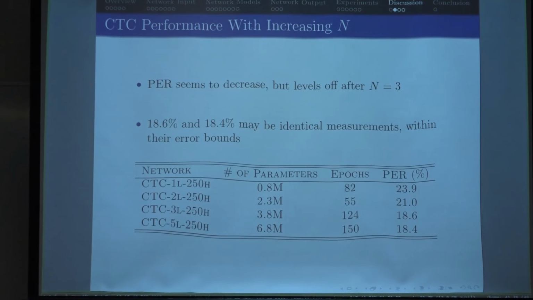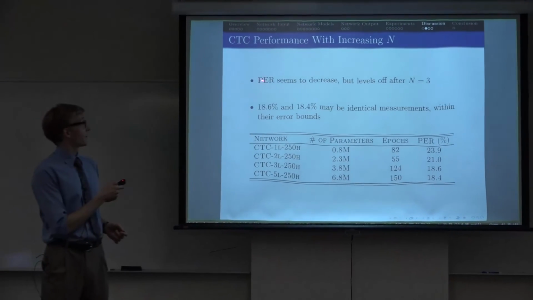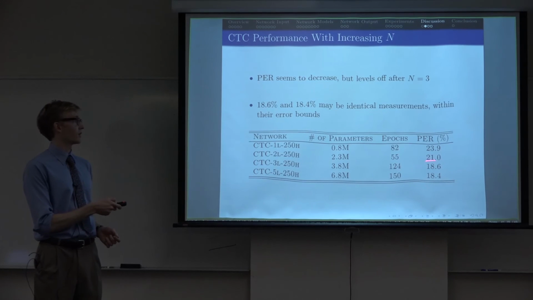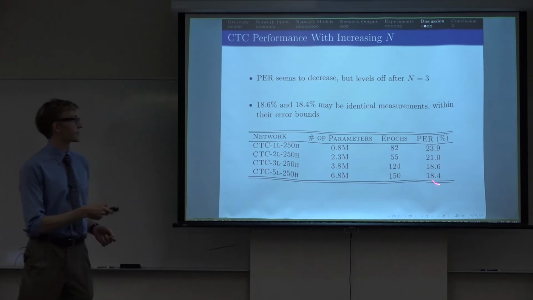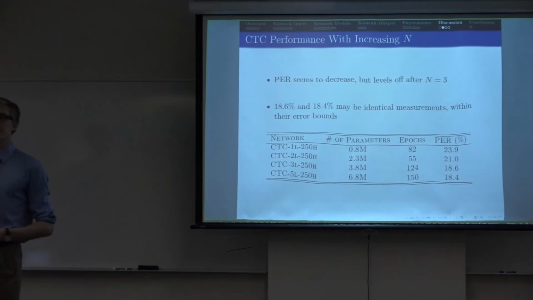So just to recap here, you can decrease the phoneme error rate on these increasing depth experiments, but they really do level off. But there's no 4L here. Why isn't there a 4L? And why don't you add some error bars here to know if these are actually different? So depth helps, but only to a certain point.